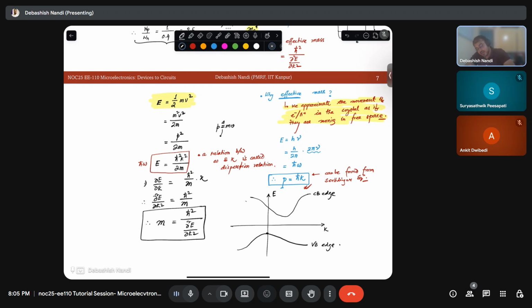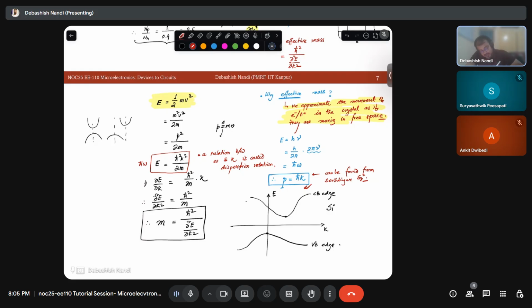So why did I draw it like that for silicon? Why is this not just this? Why did I draw it like this? Because silicon is an indirect band gap semiconductor. Exactly. Silicon is an indirect band gap semiconductor, right?